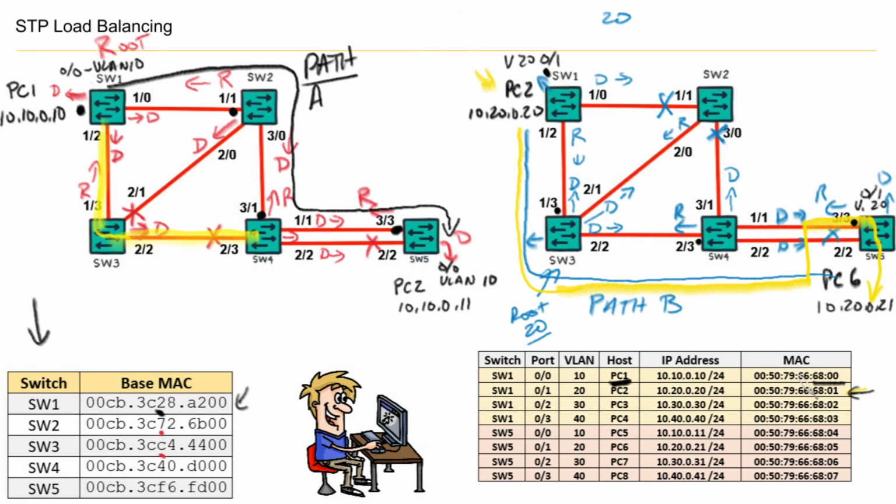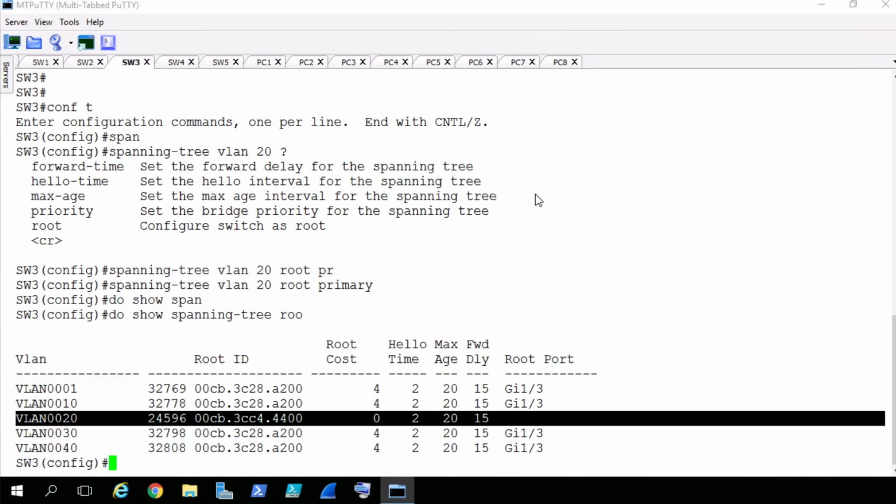So let's test it with that MAC address in mind, ending in 6801. Let's go to PC2, which has the IP address of 10.20.0.20, and we'll ping PC6 on the other end of the network at 10.20.0.21. And we'll hope it works. And if it doesn't work, we'll turn this into a troubleshooting exercise. Either way, it's going to be fantastic.